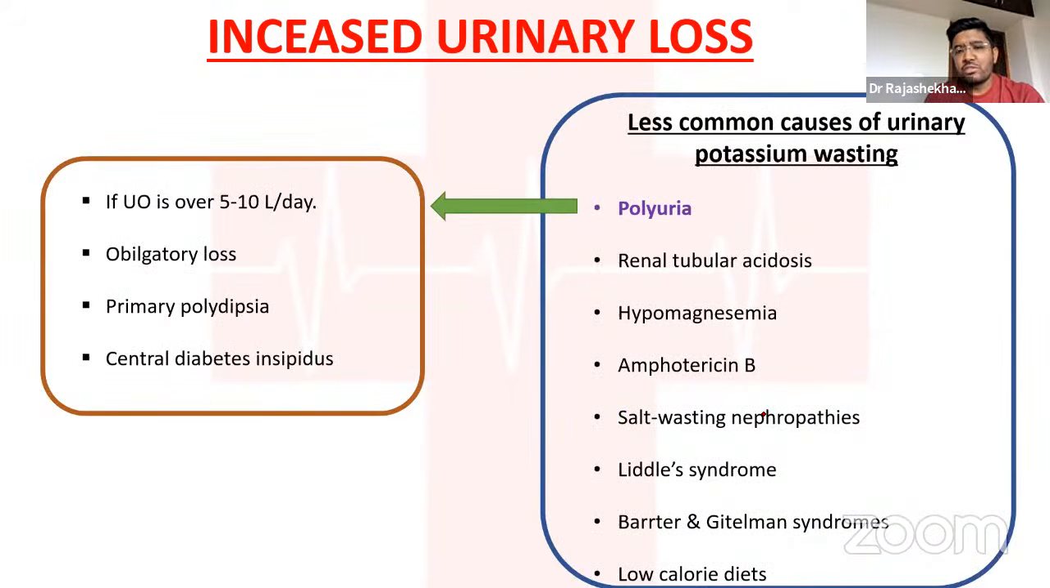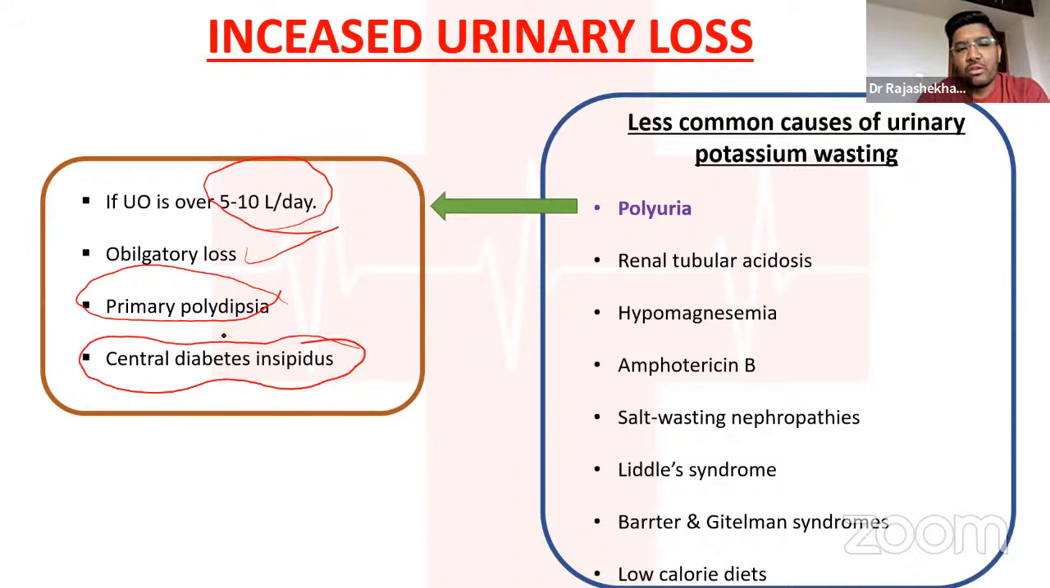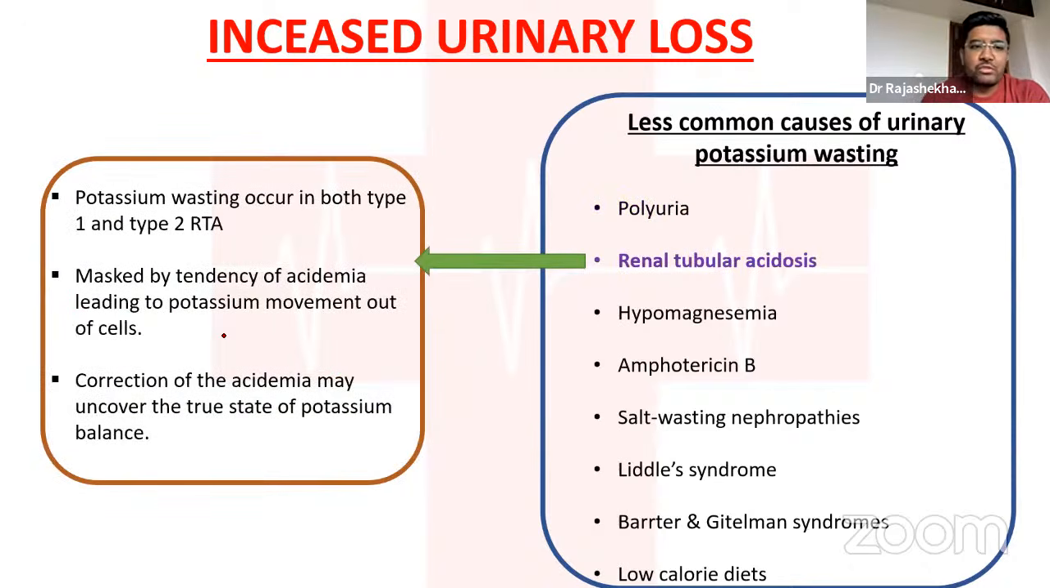And if you see the less common causes, polyuria, especially if the urine output is very heavy, like 5 to 10 liters, the time to reabsorb the potassium which is flowing in the urine is reduced. So the potassium is being lost obligatorily in the urine. This is very common in case of primary polydipsia. Sometimes central diabetes insipidus can also cause hypokalemia due to increased flow. And in renal tubular acidosis, this potassium wasting occurs in both type 1 and type 2 RTA.